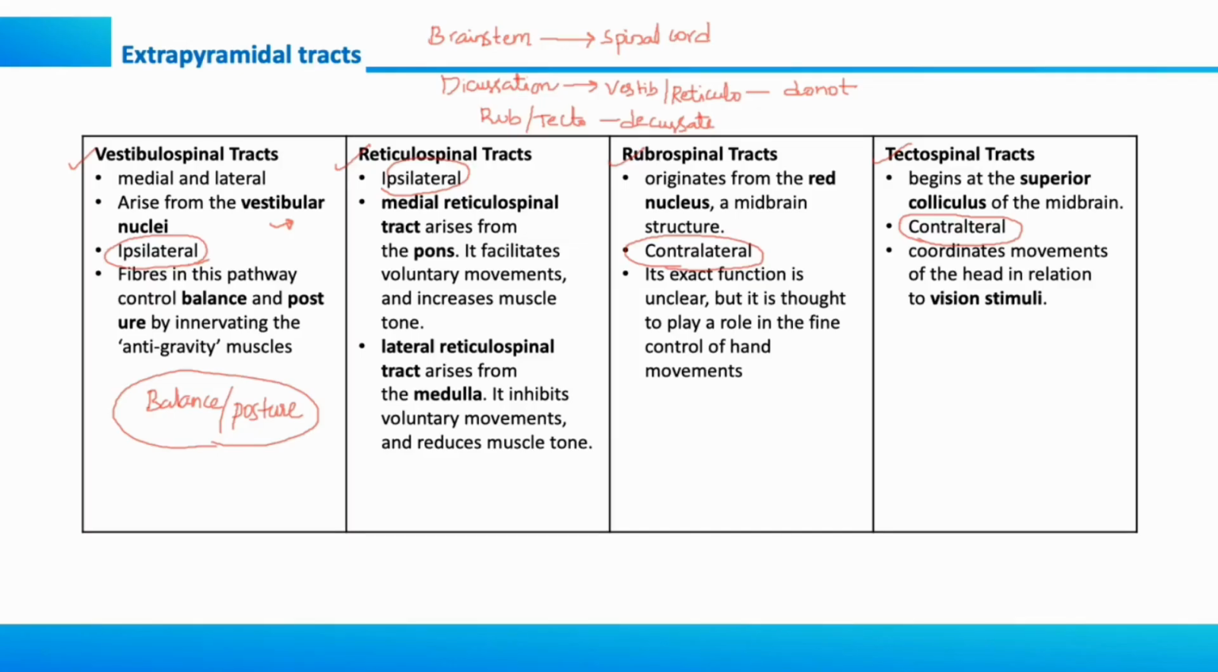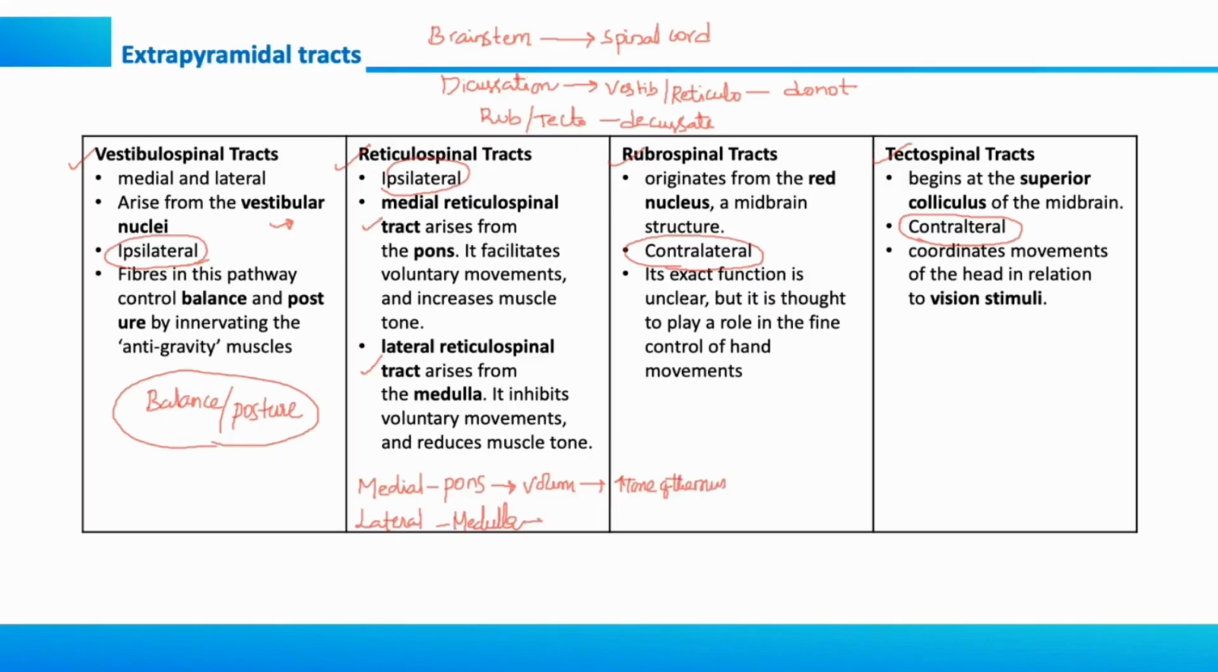Let's now discuss the reticulospinal tracts. Reticulo, that means it arises from the reticular system. There are two kinds again, medial reticulospinal and lateral reticulospinal. The medial reticulospinal arises from the pontine system, that is pons, whereas the lateral reticulospinal arises from the medulla. The main function of the medial reticulospinal system is it facilitates, that is, it helps in promoting voluntary movements, and also it increases tone of the muscle. Try to remember this. This is very important.